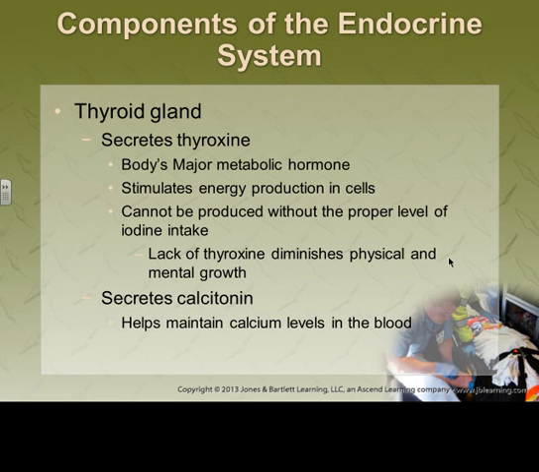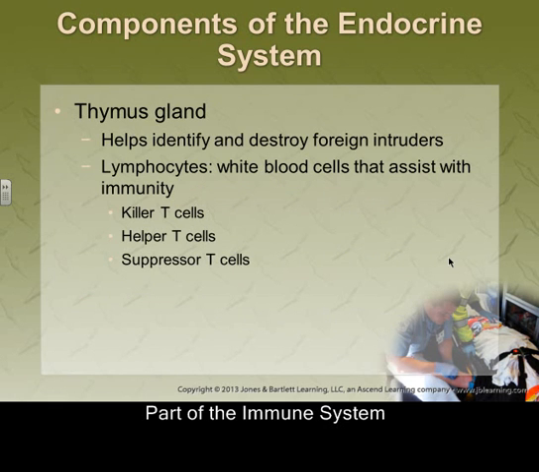Thyroid gland also secretes calcitonin, which helps maintain calcium levels in the blood. Calcitonin stimulates bone-building cells to absorb excess calcium and then stimulates kidneys to absorb and excrete excessive calcium. Your thymus gland. Your thymus gland helps with your immune response.